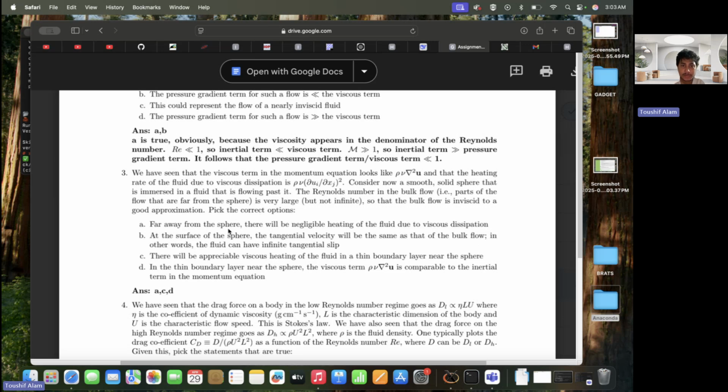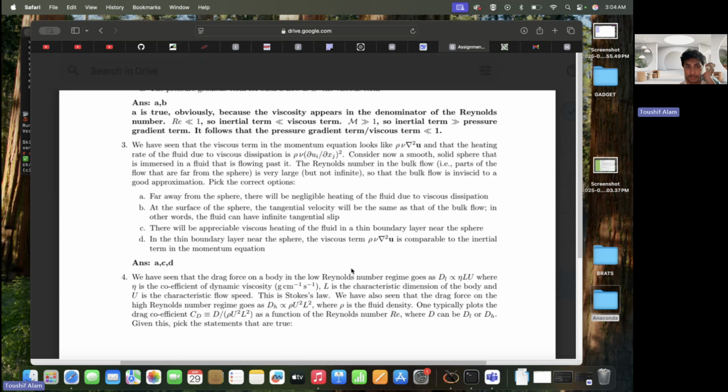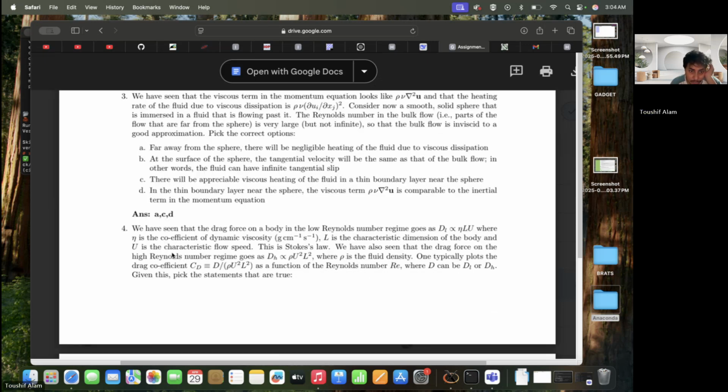Far away from the sphere, there will be viscous heating of the fluid due to viscous diffusion, right? At the surface of the sphere, the tangential velocity will be the same as that of the bulk flow. In other words, the fluid can have infinite tangential velocity, not possible. There will be appreciable viscous heating of the fluid in a thin boundary layer near the sphere. Correct. In the thin boundary layer near the sphere, the viscous term rho nu del square u is comparable to the inertial term in the momentum equation. So, yeah, this is the correct option.